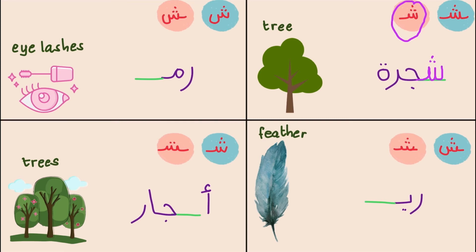Next one. Eyelashes in Arabic is rimash. Which Sheen will you choose? This one or this one? Here we have letter Meem, and Meem will join its hands with the letter Sheen. So we will choose this one. Connect it and make the letter Sheen.